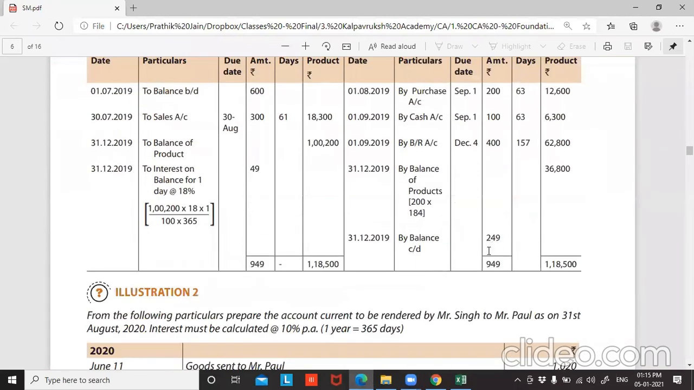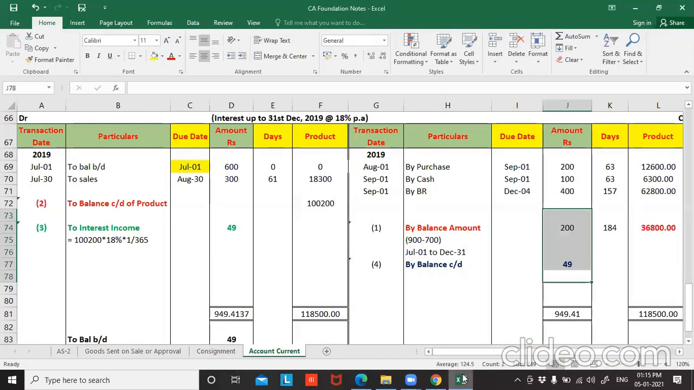How this 249 came, you'll be thinking the presentation is wrong here. This is the right presentation. If I have to go in the order of solving the question, this is the order. First, I'll derive the difference of the amount, 100. Then I'll calculate the number of days.